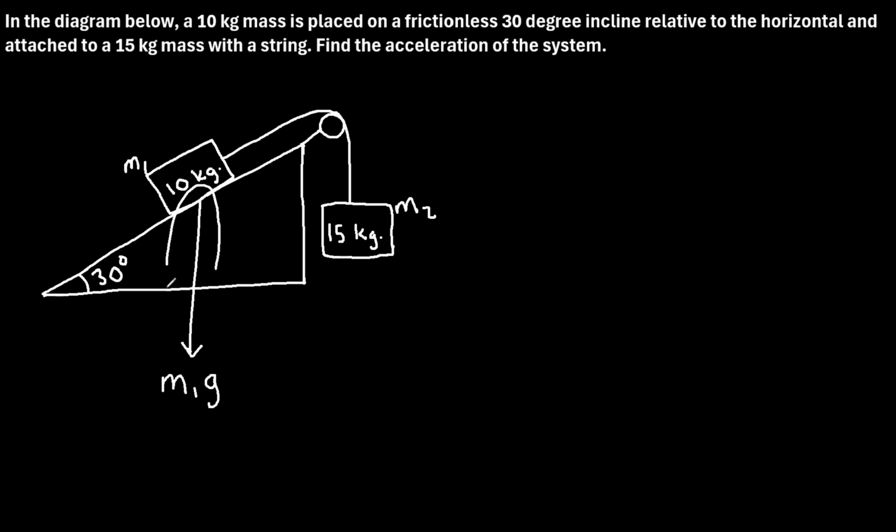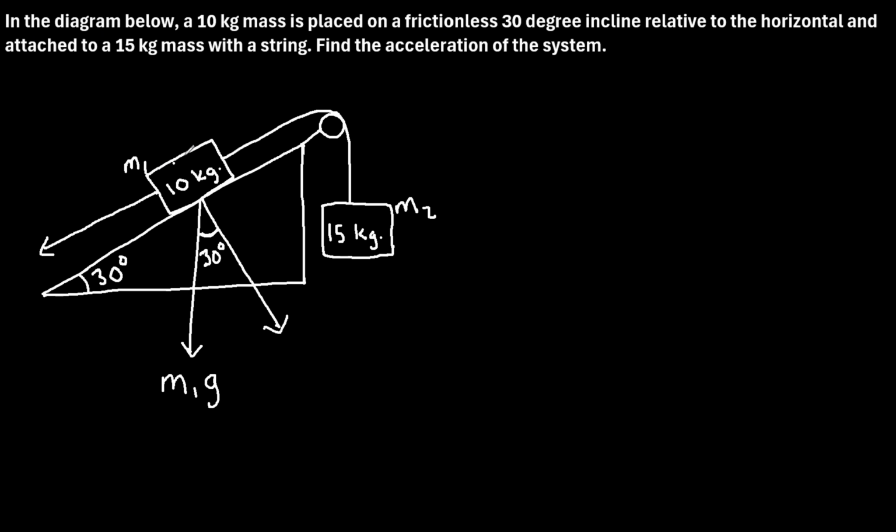Now, we can break down this force into its components. We'll have a perpendicular component that's perpendicular to the inclined plane, and a parallel component that is parallel to the inclined plane. So instead of working with this force directly, we're going to work with its two components. Now, one thing we have to realize is that this angle right here is exactly equal to this angle. So this will also be 30 degrees.